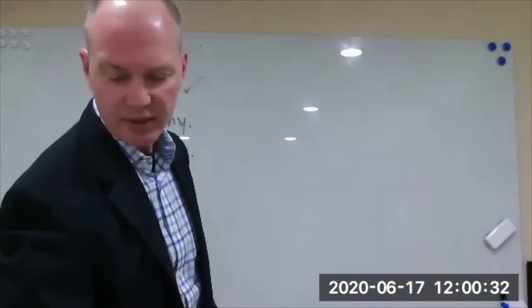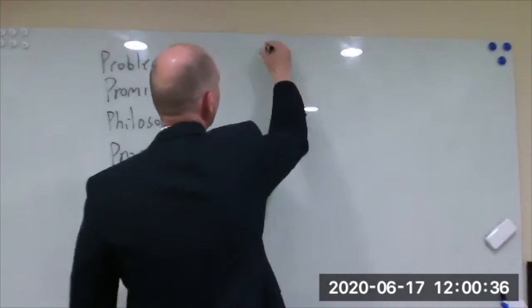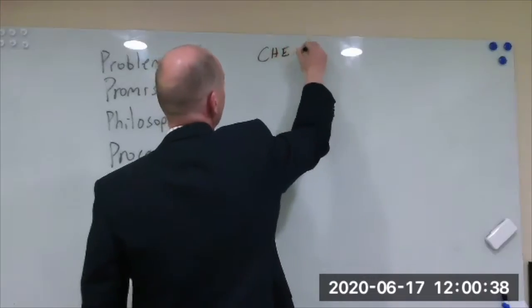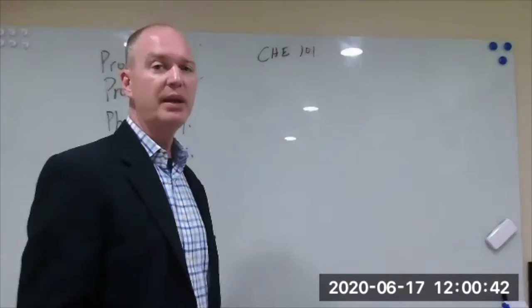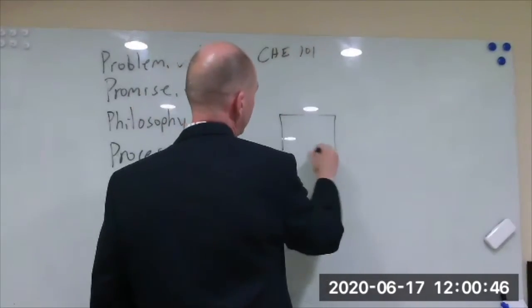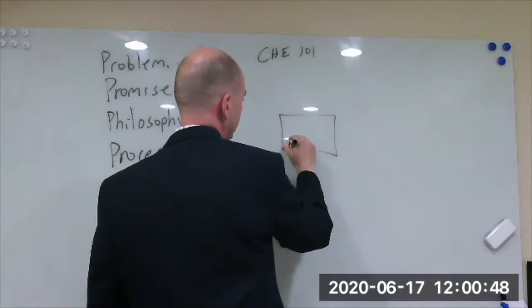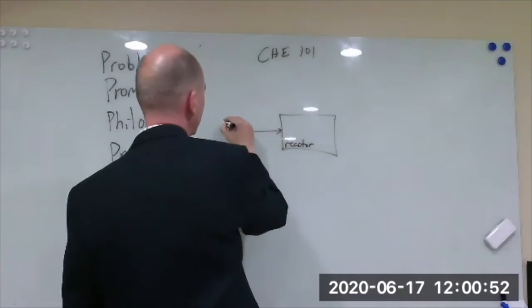So the next thing is to look at a process. Now, in Chemical Engineering 101, which I taught at Penn State, it's called Chemical Engineering 210, which I've taught many, many times to the intro class. We say we have a reactor. So we have some fresh input into this reactor.